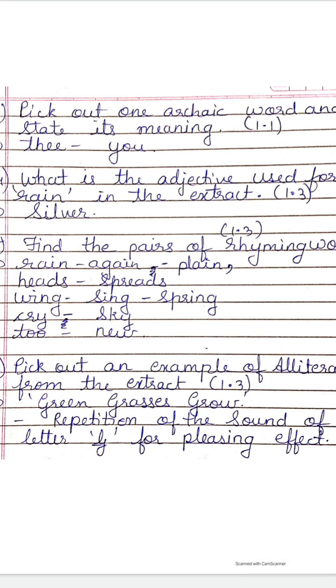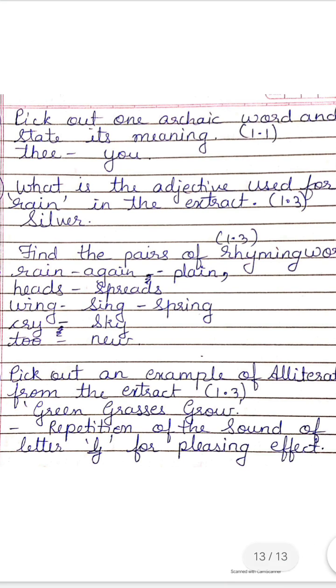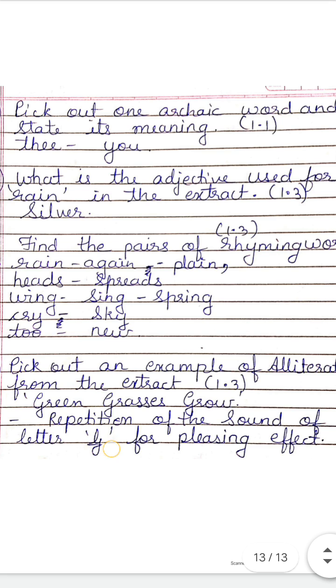Find the pairs of rhyming words. From the poem we can find the pairs of rhyming words. Rain, again, plain. These three are rhyming words. Heads, spreads. Wing, sing, spring. Cry, sky. To, new. These are the rhyming words.